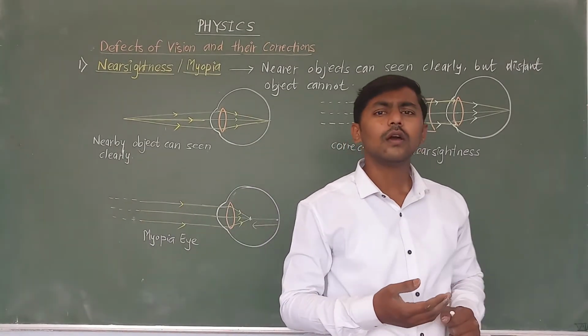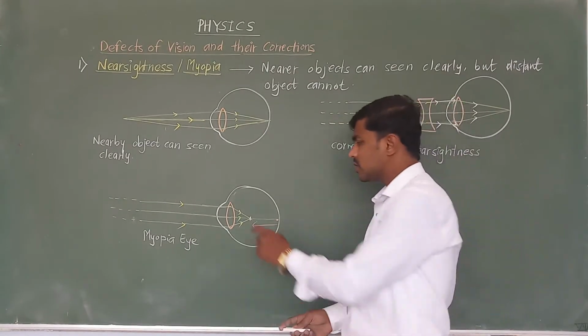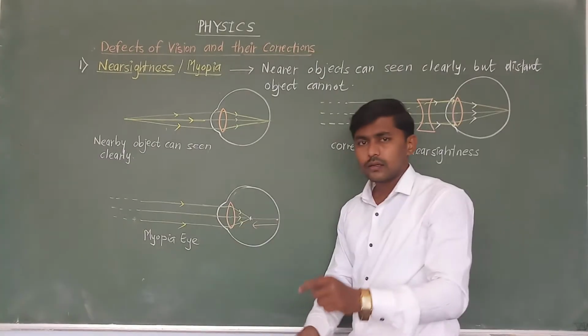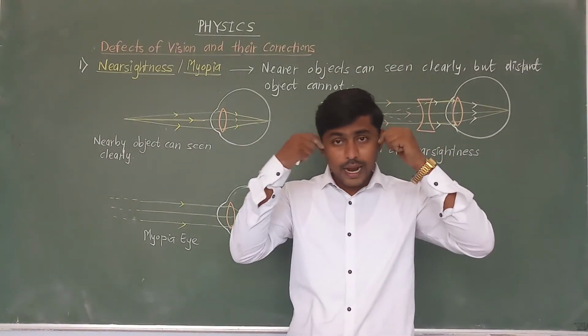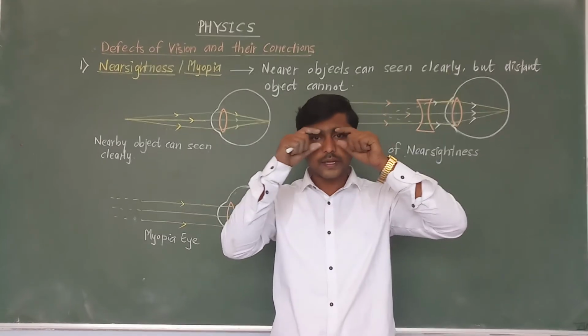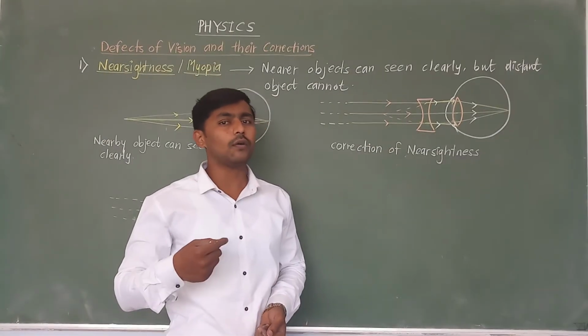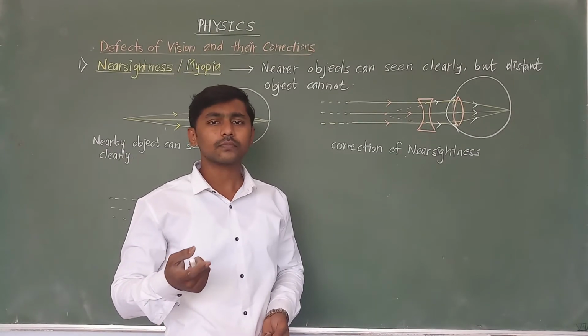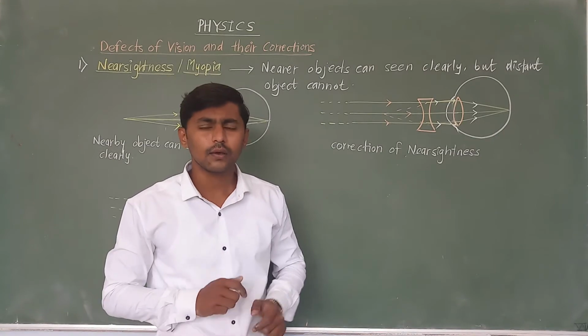Spectacles contain a concave lens. Suppose this is our eye, then we use spectacles outside of this eye, at this point. So it should be made up of a concave lens with negative focal length.